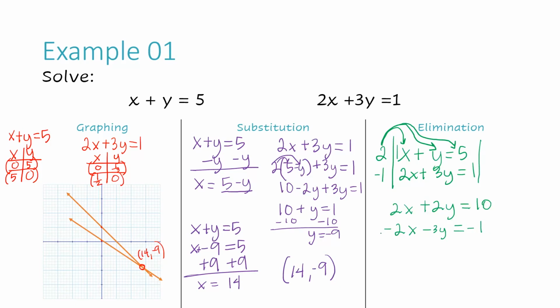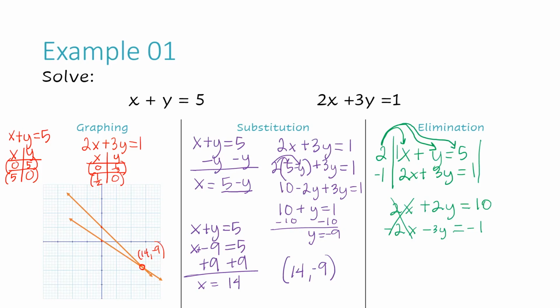Now I'm going to add these equations together. Well, 2x minus 2x cancels out. We are eliminating a variable. This is going to make our math easier because we have less stuff to calculate. That's why this is called the elimination method. Now I'm just left with my 2y equals 10 and my -3y equals -1. So what I'm going to do is stack them on top and add straight down.